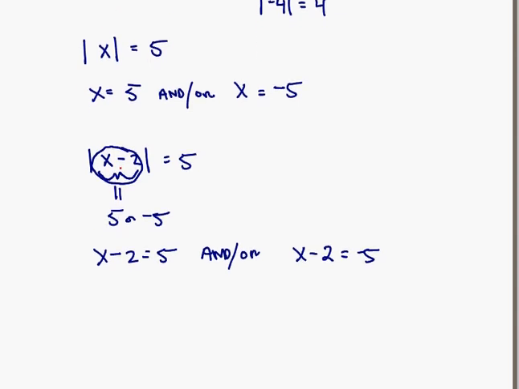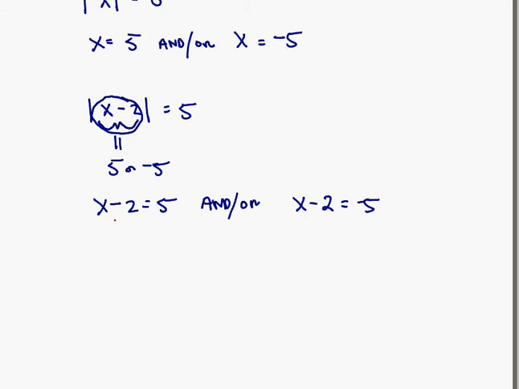So we would add 2 to both sides here, and we wind up getting x is equal to 7. Here we would add 2 to both sides of the equation, and I'd wind up getting x is equal to -3. So this equation would actually have two solutions.